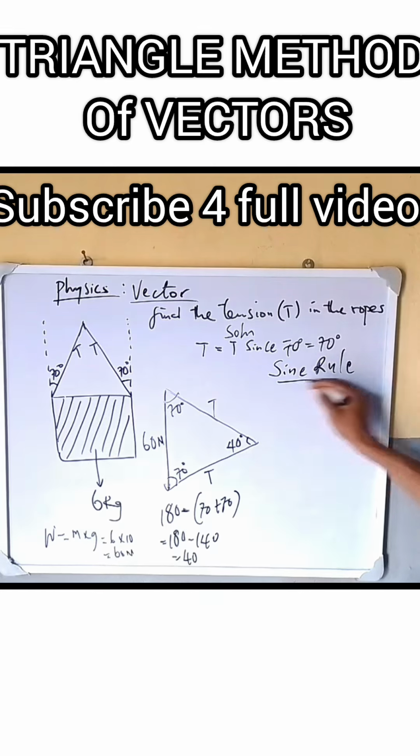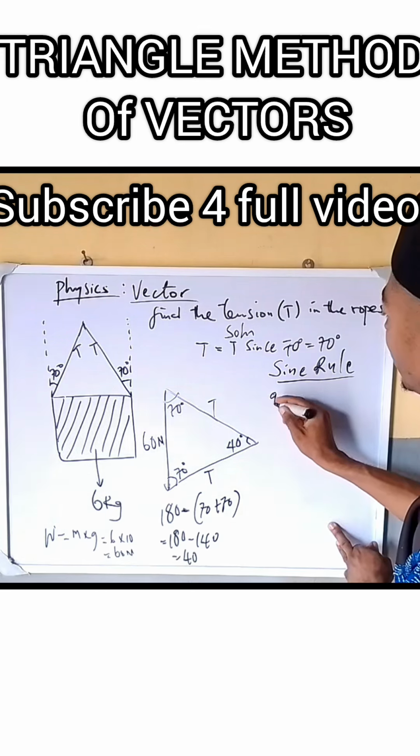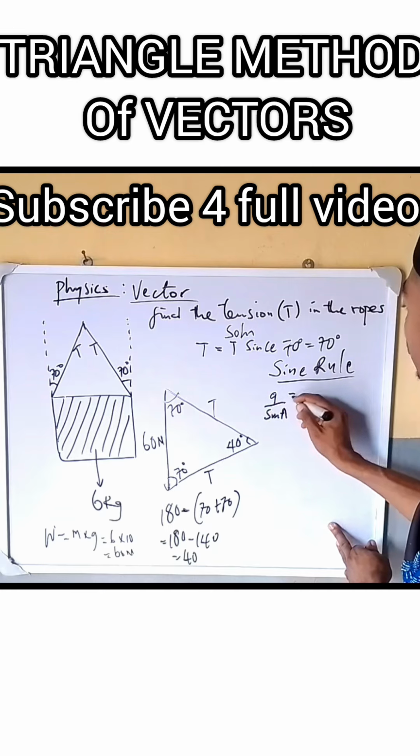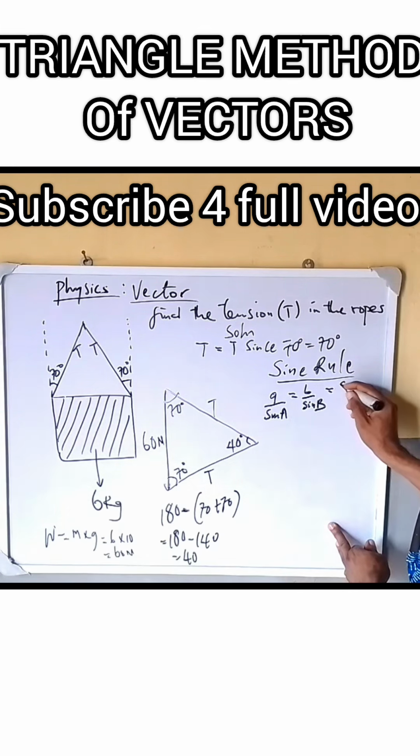to resolve the problem. And I hope you still remember how sine rules are written. Sine rules are written as a over sine A, capital A, equals b over sine capital B, equals c over sine capital C.